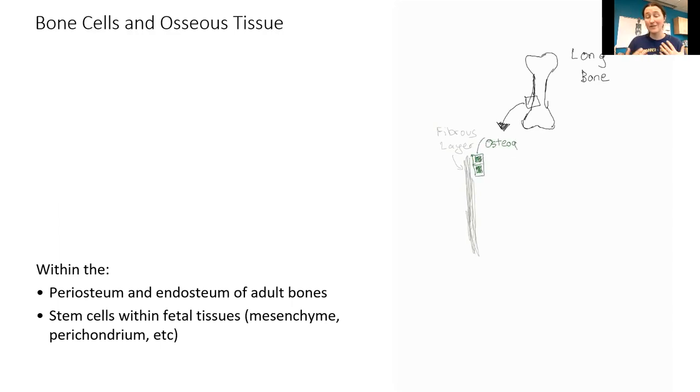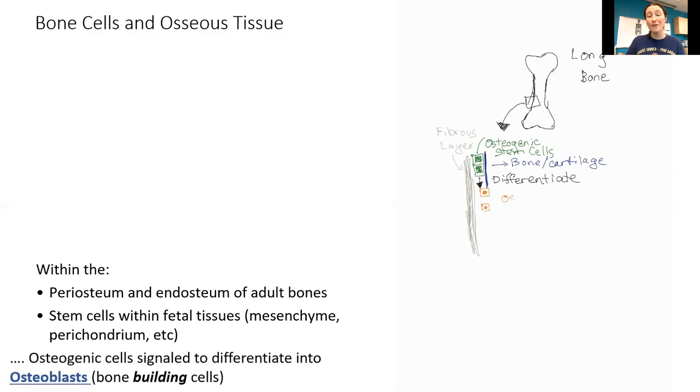stem cells. Now this is also the case in the endosteum as well as in the fetal tissues called the mesenchyme. But for today, we are just looking at the periosteum. It works the same way in the other places. And so these stem cells can be triggered to differentiate into what are called osteoblasts. Now these are the bone building cells.